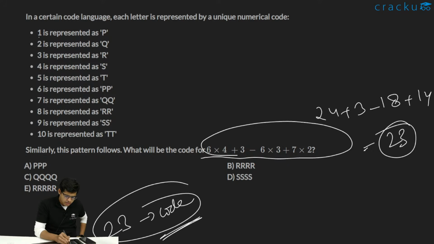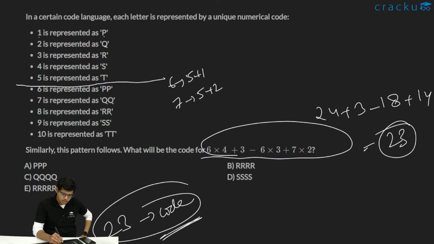If you see 1 written as P, 2 written as Q, 3 written as R, 4 written as S, 5 written as T. Then comes 6. 6 is becoming what? PP. 7 is becoming what? QQ. 8 is becoming what? RR. Now what is 6? 6 is 5 plus 1. 7 is 5 plus 2. 8 is 5 plus 3. 9 is 5 plus 4. And 10 is 5 plus 5, or 5 2s are 10.